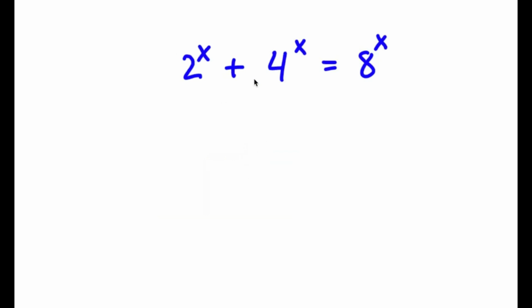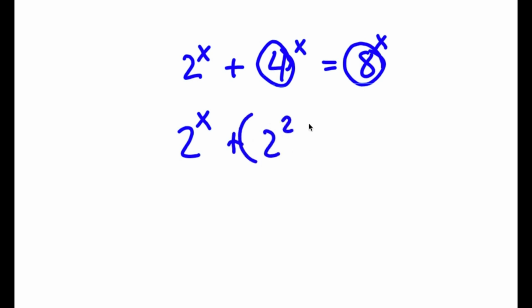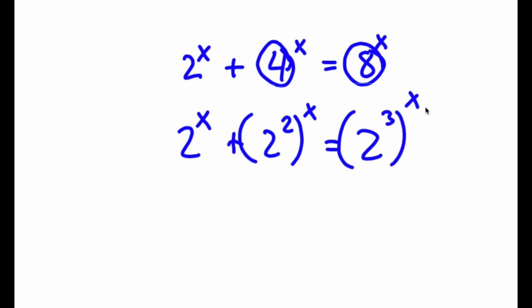Alright, so in this problem, I have 2 to the power of x plus 4 to the power of x is equal to 8 to the power of x. So I'm going to first start by rewriting 4 as 2 squared and 8 as 2 to the power of 3. So now I have 2 to the power of x plus 2 squared to the power of x is equal to 2 to the power of 3 to the power of x.